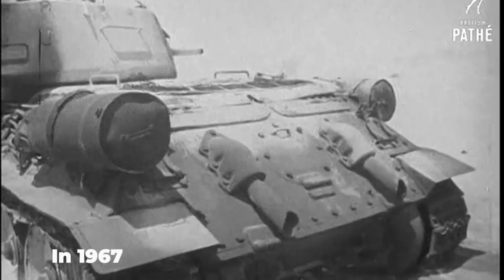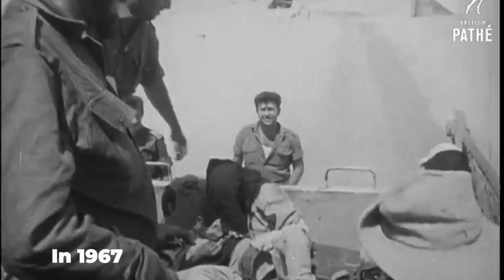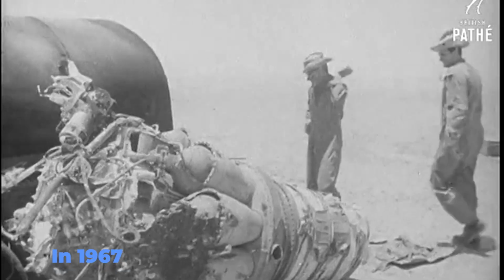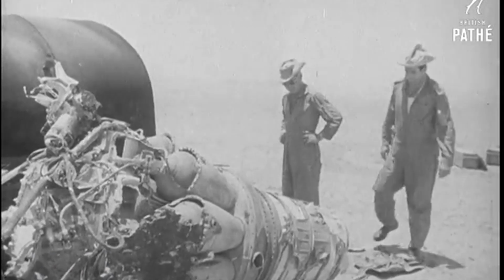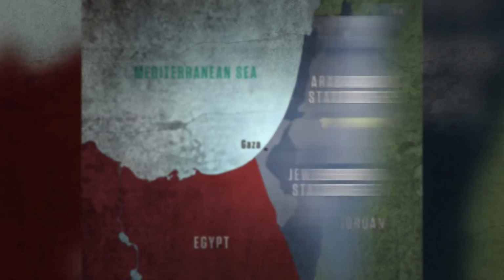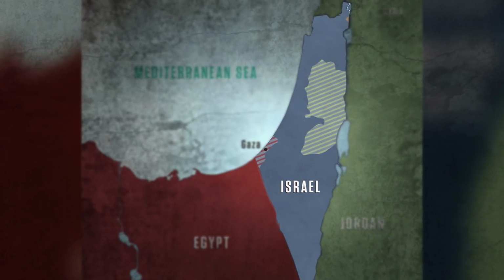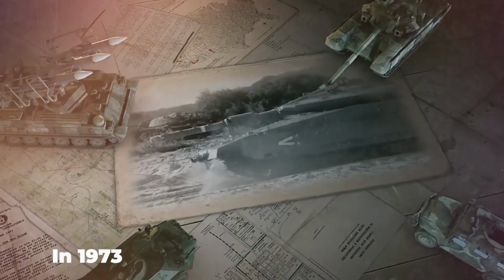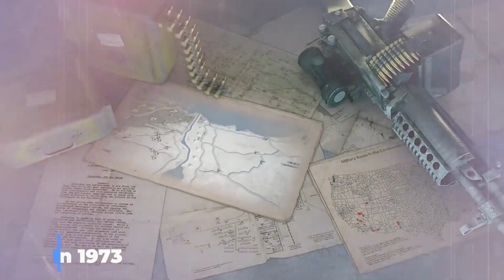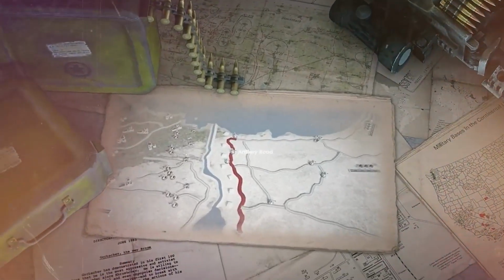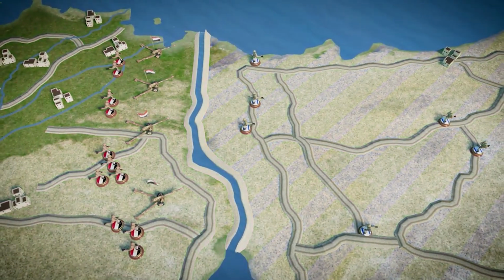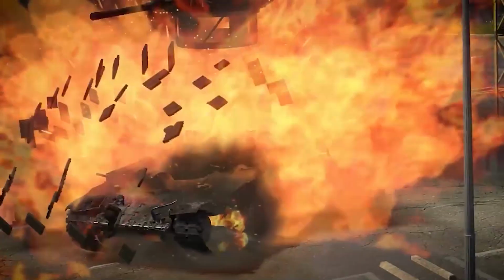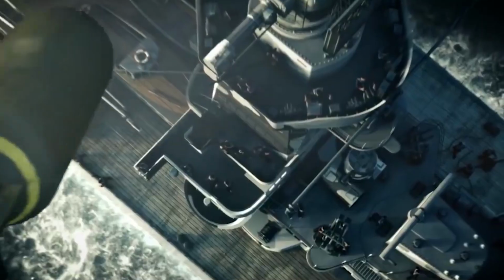In 1967, Israel launched a surprise attack against Egypt and Syria, starting the Six-Day War. As a result, Israel gained control of the West Bank, Arab East Jerusalem taken from Jordan, and the Golan Heights from Syria. In 1973, Egypt and Syria attacked Israel near the Suez Canal and the Golan Heights, leading to the Yom Kippur War. Israel managed to push back both armies within 3 weeks.